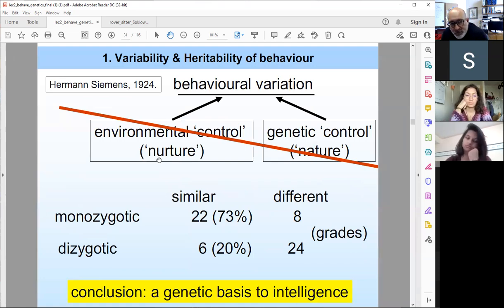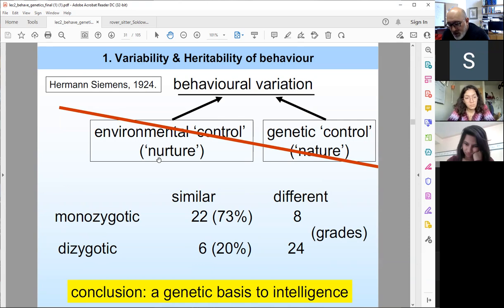Now, this is a historical result from a guy named Hermann Siemens, who wanted to try to assess the heritability of intelligence in people. And so again, he looked at twins, and in this case, he was looking at their grades. So this was a proxy measure of intelligence, right? So again, we can be highly critical of this approach. This is from 1924.